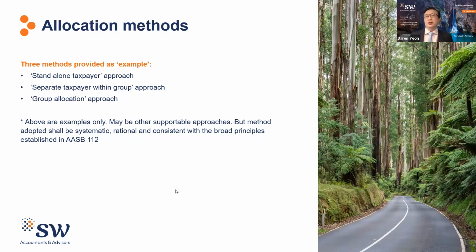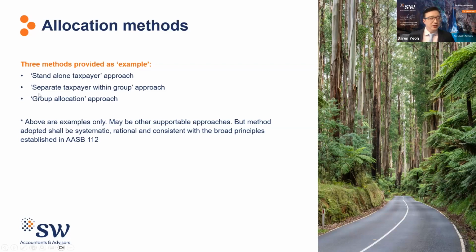So as I mentioned, you do your calculation on a bottom-up basis. UIG 1052 just says that you might consider these three methods, but it's not compulsory. The first one is a standalone taxpayer approach. The standalone taxpayer approach basically says, assume you're not part of the tax consolidated group and account for taxes as though you're not part of the group. So if you sell to another member of the group, you still recognize the tax on that sale.